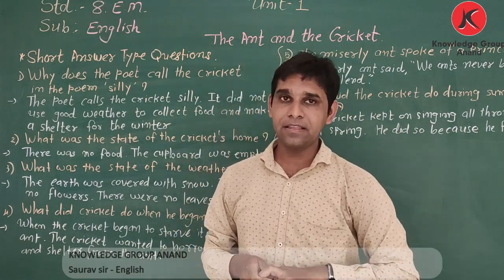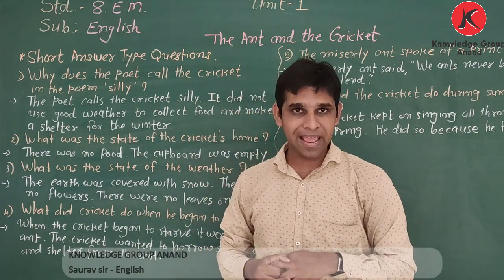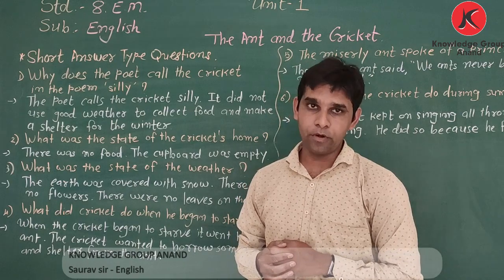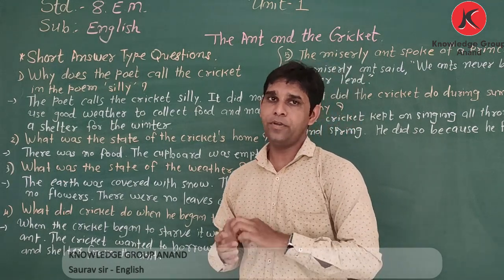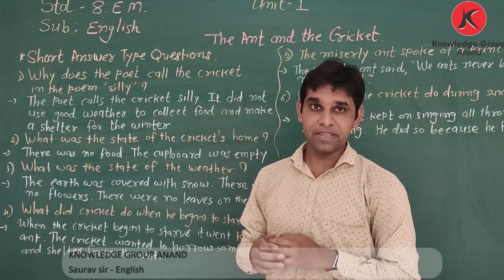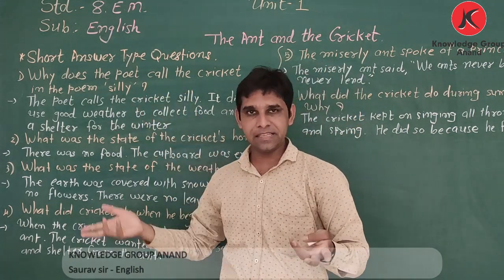Why is the cricket silly? The cricket was moving here and there and wasting time. So he was never gathering food for the winter. In summer and spring, he wasted his time. That is why the poet called the cricket silly.